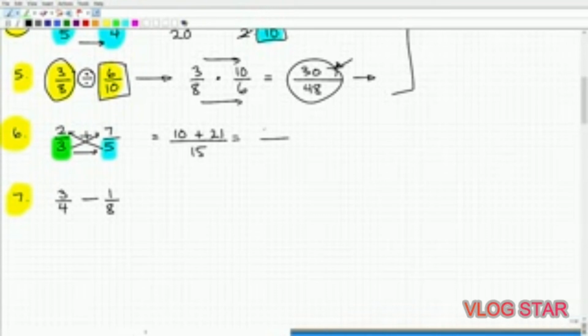10 times 21 is 31/15, and you're done. That is it. This is a great method because when you're dealing with algebra, by the way, let me just say one other thing here. You would want to simplify this answer. So if you got an answer, let's say 30 over 48 or something, you want to simplify the answer.